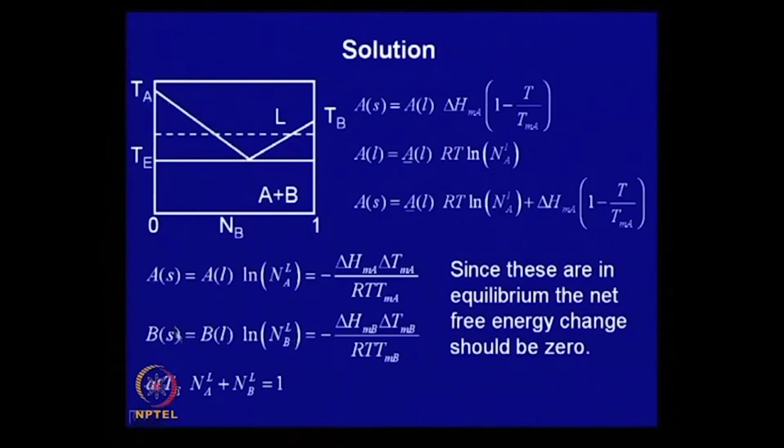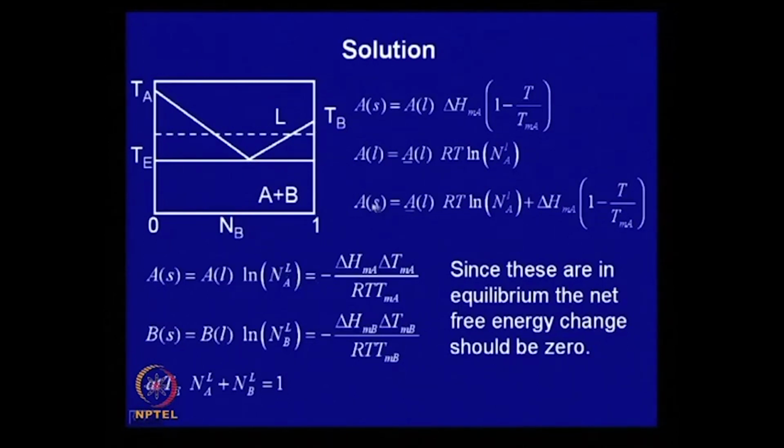In the same way, if you solve this, then you will be able to generate this plot, and wherever these two meet, this is where the composition of the liquid which is in equilibrium with A is exactly the same as the composition of the liquid which is in equilibrium with B. In this particular case the sum total of this will be 1. That is how it is possible to find out the eutectic temperature as well as eutectic composition.